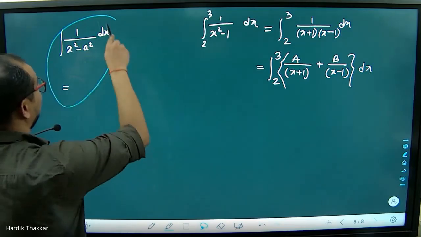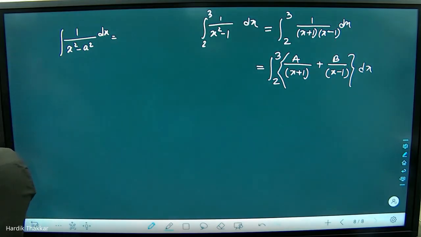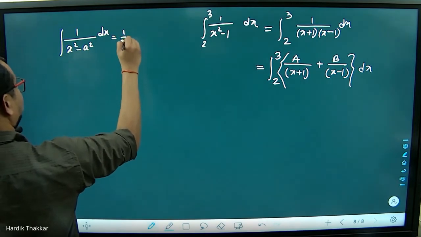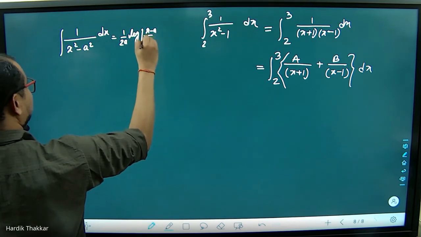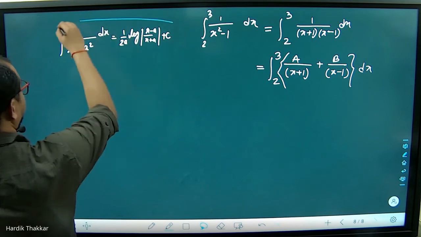Okay, Sir, we are having that formula which you were talking about, this formula, which is equal to 1 by 2a log mod x minus a upon x plus a plus c. Yes, correct. Page number 395. Yes, in 395, correct. 1 upon 2a log x minus a upon x plus a plus c. You can check this formula, it is given in page number 395. Yes, I got it.